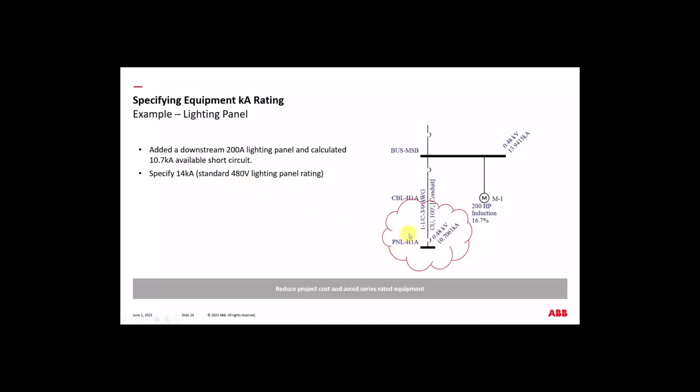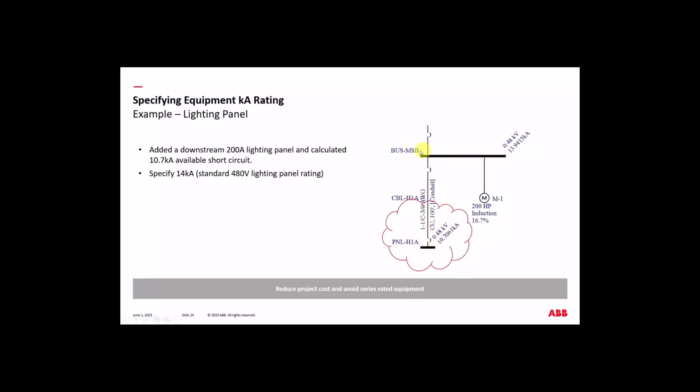And then finally, let's continue the example out logically. Okay, well, there's going to be some downstream panels on that. So I just added a 480 volt panelboard, and I assumed 200 amps, and I assumed, I think, 100 feet of cable, just to see if you can get away with a standard lighting panel without any problem. And yeah, you can. So a standard 480 volt lighting panel is 14 kA. As you expand this short circuit calculation out, at this panel you get 10 kA of fault current. So you're perfectly fine doing a low end off the shelf 480 volt 14 kA panel.